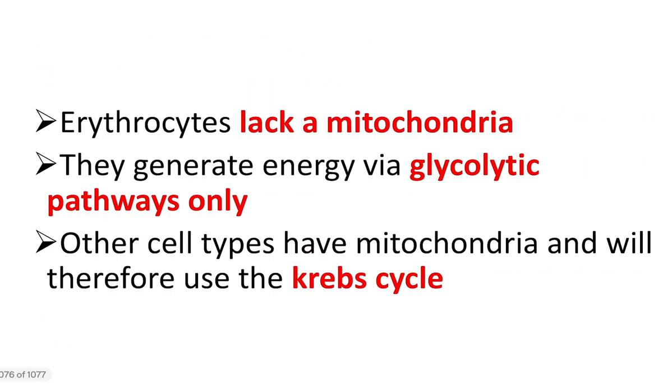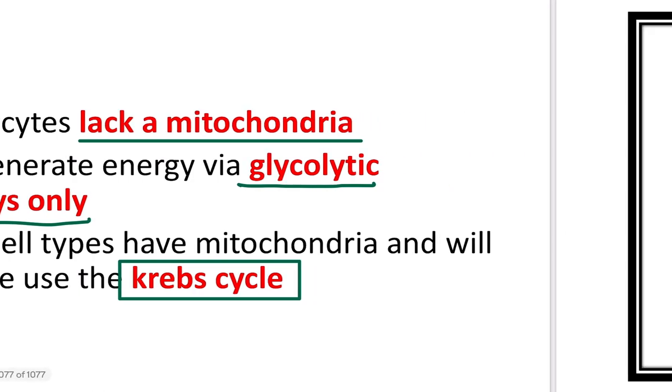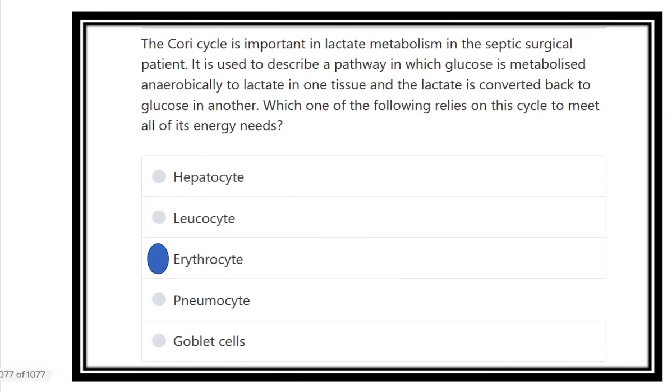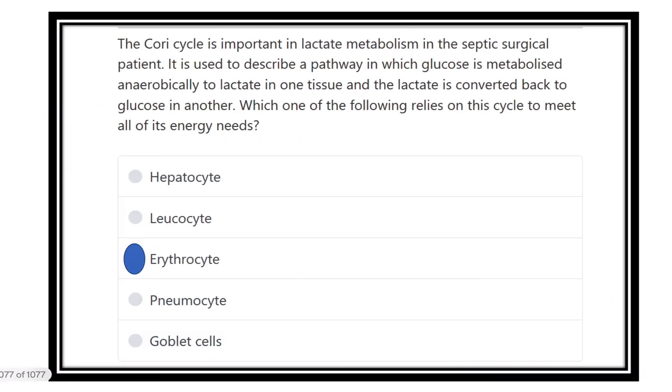Here we can see the erythrocyte, that means the red blood cell. They lack mitochondria and generate energy via the glycolytic pathway only. Other cell types have mitochondria and will therefore use the Krebs cycle. A cell which has mitochondria can run the Krebs cycle, but in the case of RBCs there is a lack of mitochondria. So the generation of energy is only by the glycolysis pathway, and the erythrocyte meets its needs by this Cori cycle. So the answer is the erythrocyte.